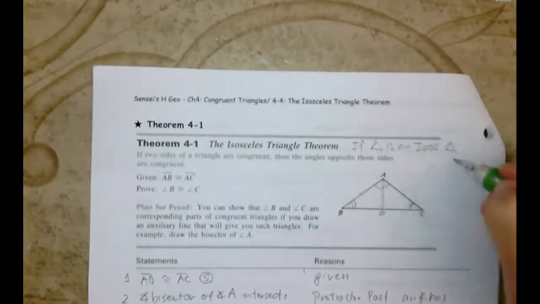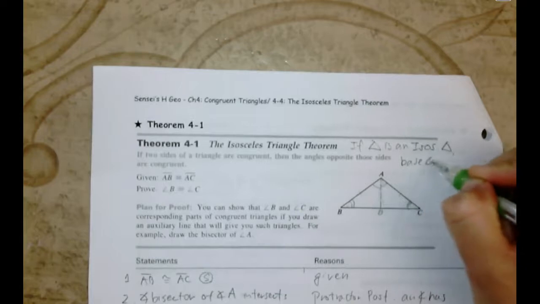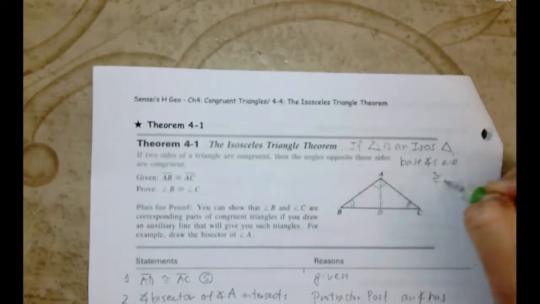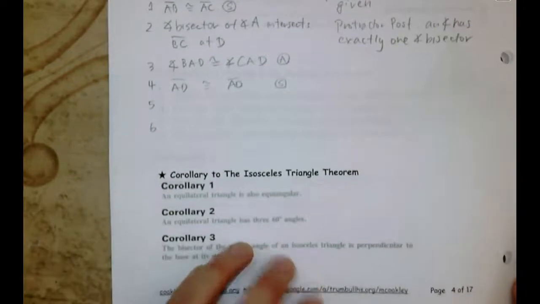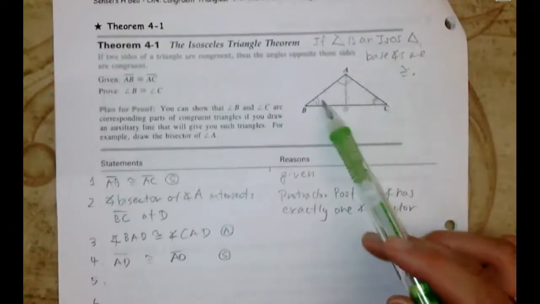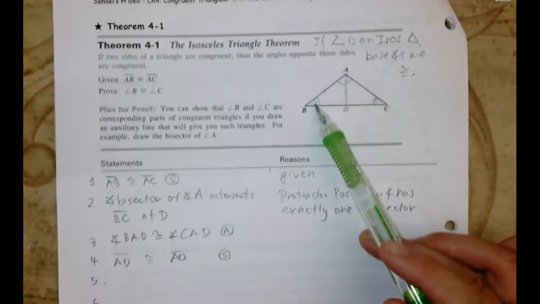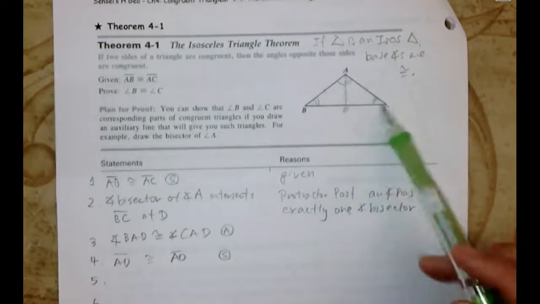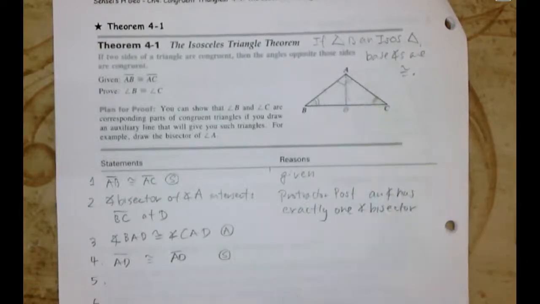Isosceles triangle base angles are congruent. Okay, and here are 3 corollaries, and I think thinking through how these corollaries are true is part of the exercise. So an equilateral triangle is also equiangular. Okay, so if it's isosceles, the 2 base angles are congruent, and if it's not just isosceles but equilateral, then all 3 angles are congruent.